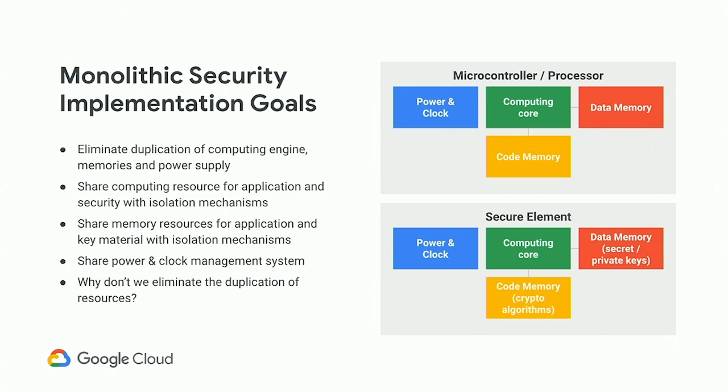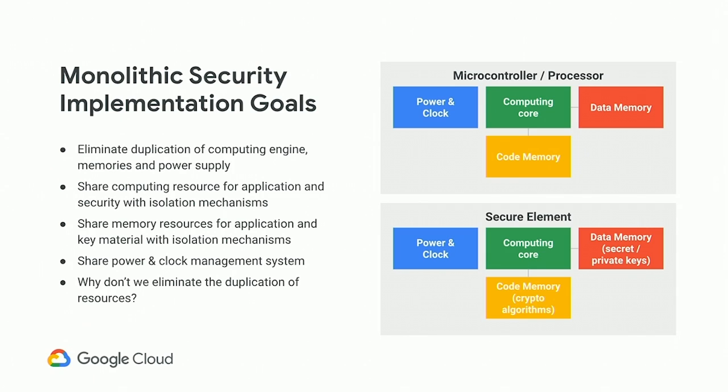You have your main computing engine, the microcontroller in your thermostat, for instance, that will have a computing core, memory, code, and power and clock sources. Now, your secure element will have all those blocks as well. So naturally, the next question is, why don't we combine that? Why don't we have hardware products that combine all those features in one single piece of silicon? Because then we are duplicating a lot of resources. We could really find ways to optimize that.